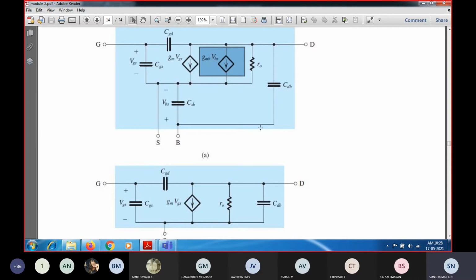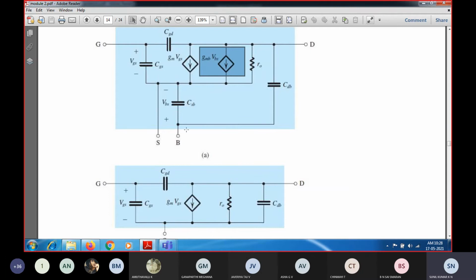So because of which we are going to short the substrate terminal or the body terminal to the source terminal, so that it will usually be connected to the most negative power supply in the case of N channel enhancement, whereas in the case of P channel enhancement MOSFET, it will usually be connected to the most positive power supply, that is the VDD. So in the case of N channel, it will be connected to the VSS.